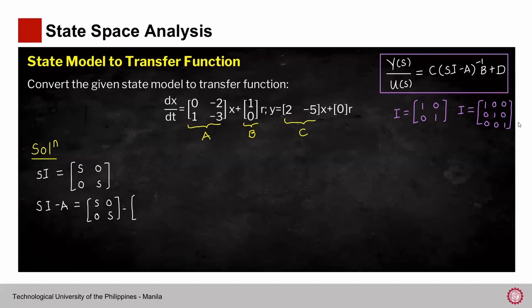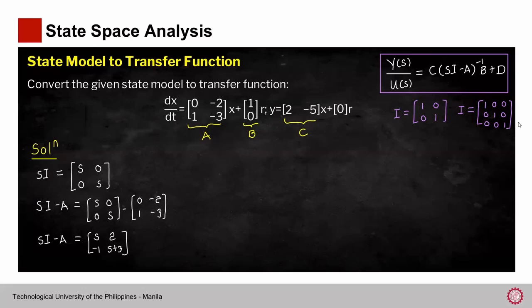So what is our A, guys? Our A is 0, negative 2, then 1, and minus 3. All right, so what would be SI minus A? SI minus A is nothing but S minus 0, S. 0 minus negative 2, positive 2. 0 minus 1, negative 1. S minus negative 3, S plus 3. Nakuha na, guys? Okay, very good.